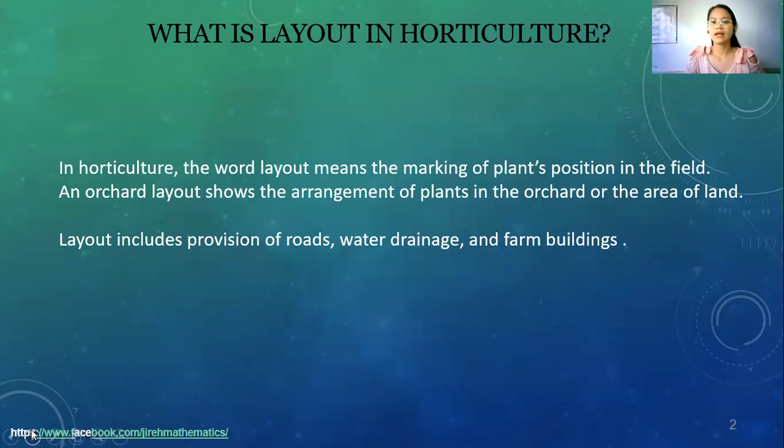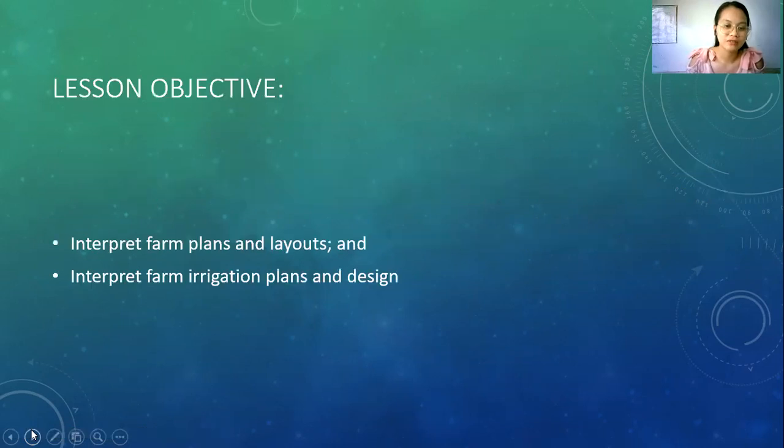Okay, so what is layout in horticulture? Actually, in horticulture, the word layout means the marking of plants' positions in the field. For example, an orchard layout shows the arrangement of plants in the orchard or the area of land. Layout also includes provision of roads, water drainage, and farm buildings. So for our objective, specifically in this topic, we will interpret farm plans and layout.